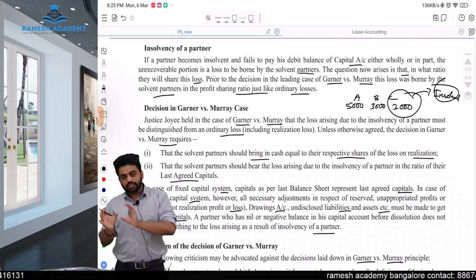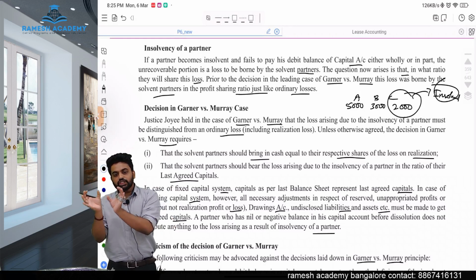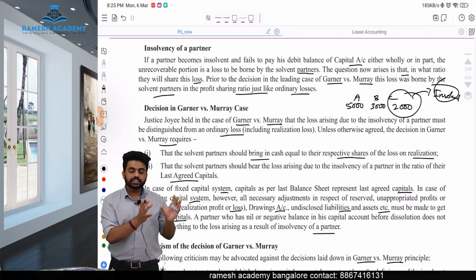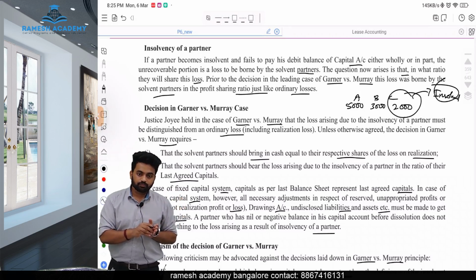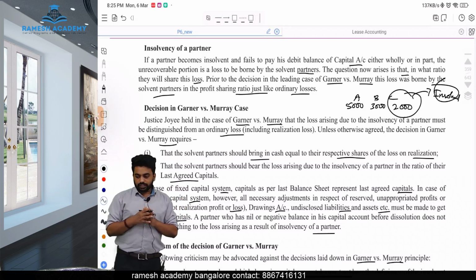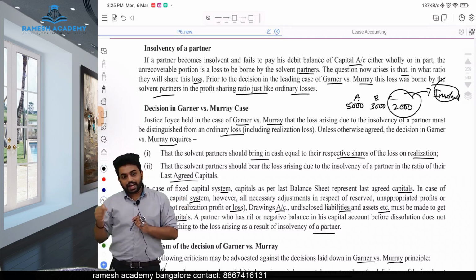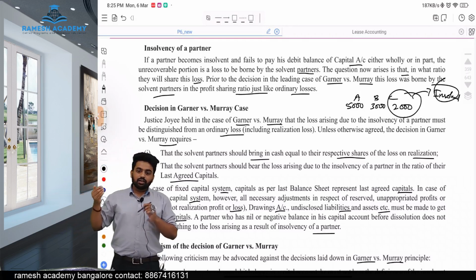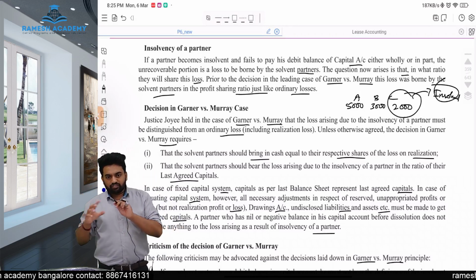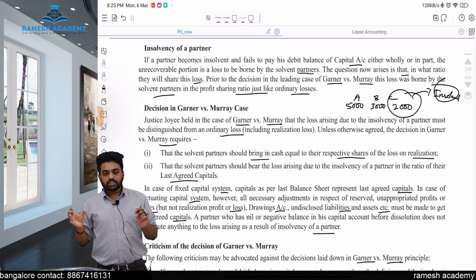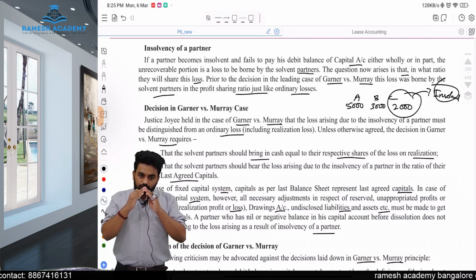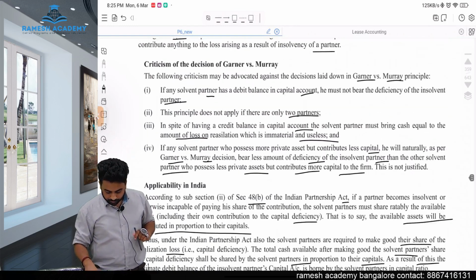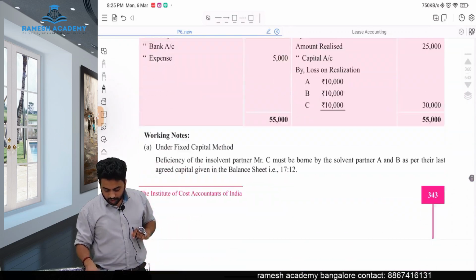Before the realization expense adjustment, whatever the capital is, in that ratio you have to bring the deficiency of the insolvent partner. I repeat, adjust everything other than the realization, and after that you will get a certain capital. In that capital ratio you have to bring the liability of our insolvent partner. So that is all about Garner versus Murray.